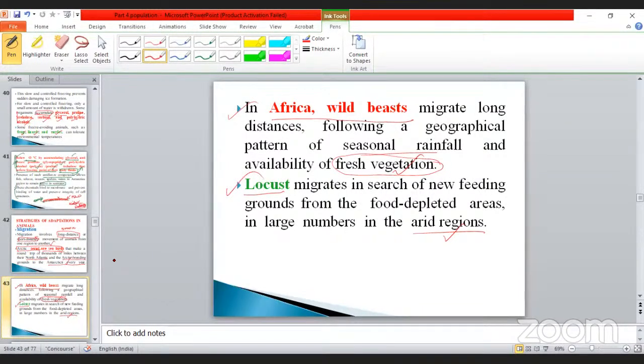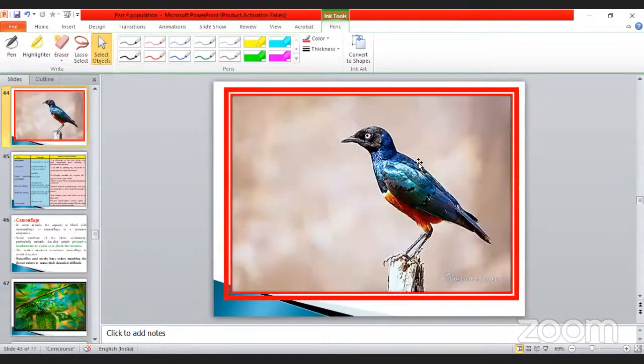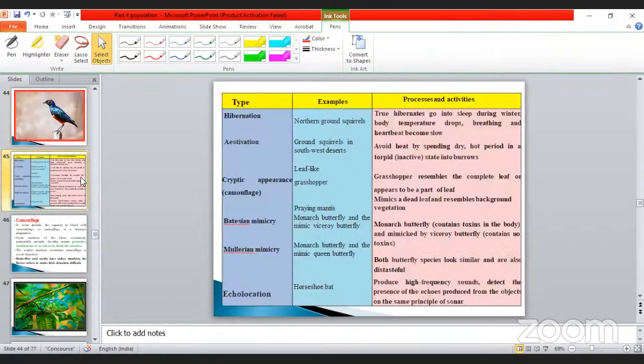So these all come under the heading of adaptation. What is the next one? See, this is the bird that can fly thousands of miles from one region to another region. And one more is the Australian Siberian bird, which is also already discussed. See the next one.